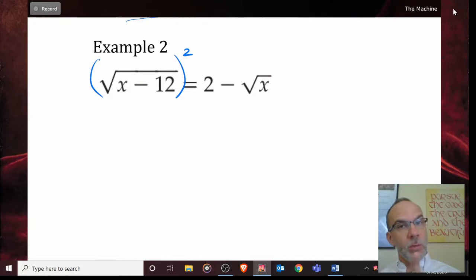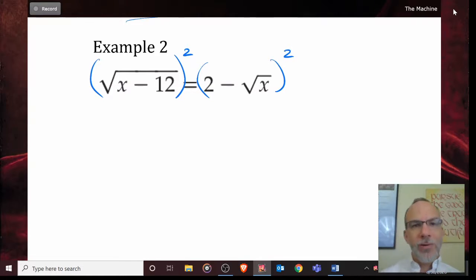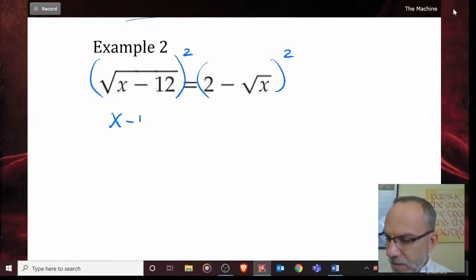And now watch, and don't make this mistake. I have to square the entire right-hand side. You must use parentheses. I'm not just squaring each piece. It's squaring the entire side. Whatever you do to one side of the equation, you must do to the entire other side. So now, the left side simplifies fine. x minus 12. But how do I square the right-hand side?